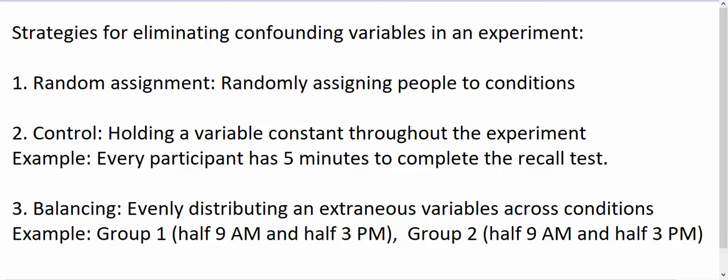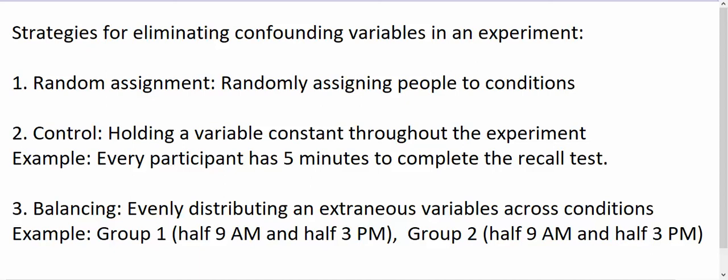balancing. So balancing is when you evenly distribute an extraneous variable across the conditions. Or it's basically when you evenly divide an extraneous variable across your conditions. So if I tested all my participants at 9 a.m., that would be control because I'm holding something constant. It's the same for all participants. But if I tested group 1 half at 9 a.m. and half at 3 p.m., and group 2 also half of them at 9 a.m. and half of them at 3 p.m., I've balanced time of day. So that would be balancing.